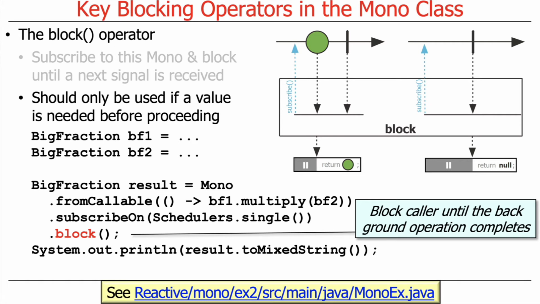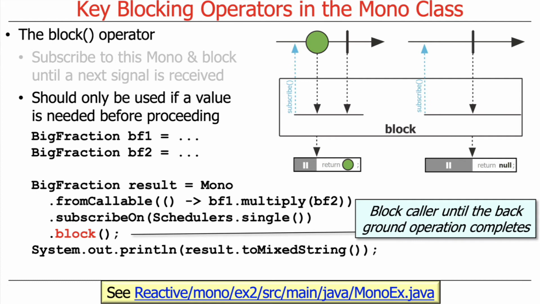We typically use block if we need to get the value from an asynchronous computation, and we absolutely have to have it before we do the next thing. So in some sense, it's a bit like join or get in the context of completable futures or futures, where you finally reach a point where you're like, I've done enough asynchrony, I've got to wait for the results. So here's a very simple example that illustrates what we do here. We will use mono from callable to multiply two big fractions together.